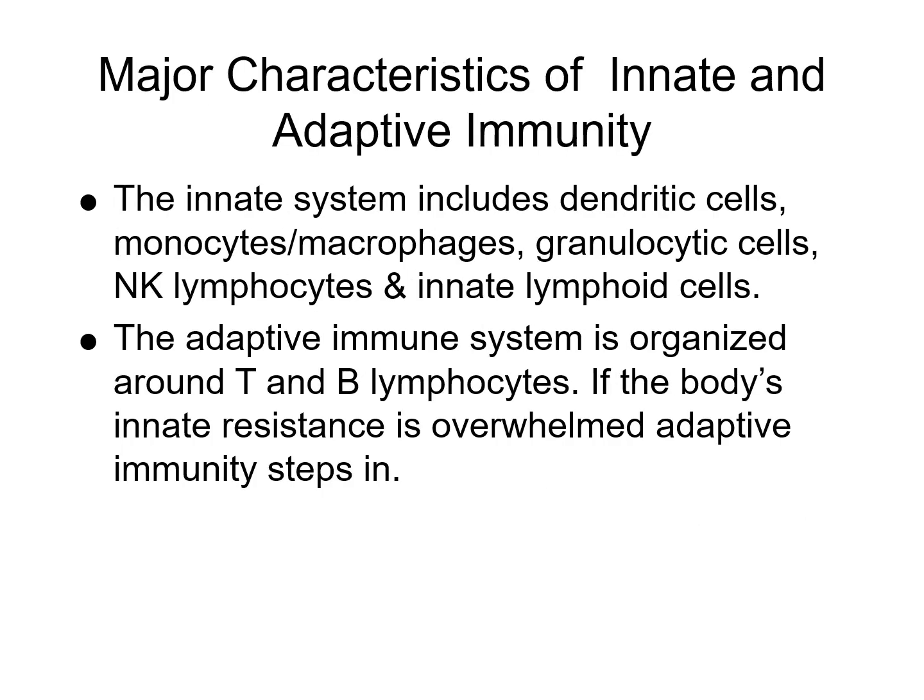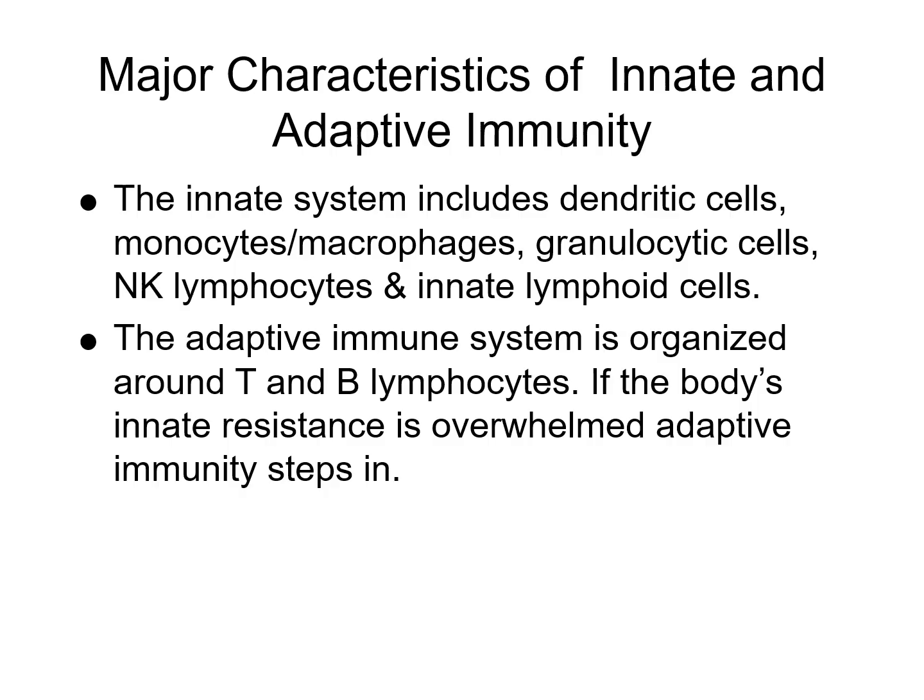So the innate immune system, as mentioned before, provides immediate nonspecific defense against pathogens. The main cellular components include your dendritic cells, which detect pathogens and activate adaptive immunity. Monocytes and macrophages can engulf pathogens and remove debris. Then you have your granulocytic cells, such as neutrophils, eosinophils, and basophils, which mediate inflammation and pathogen destruction. Natural killer, or NK, lymphocytes attack infected or tumor cells without prior antigen exposure. And then you have your innate lymphoid cells, which produce cytokines and help regulate immune responses.